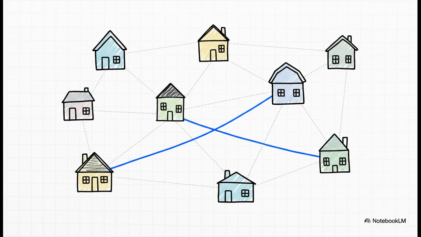Imagine you're an engineer for an internet provider. You've got a whole neighborhood of houses that need service. The problem? Fiber optic cable costs a fortune. Your mission is to connect every single house to the network, but do it using the absolute least amount of cable possible. How do you design that layout?